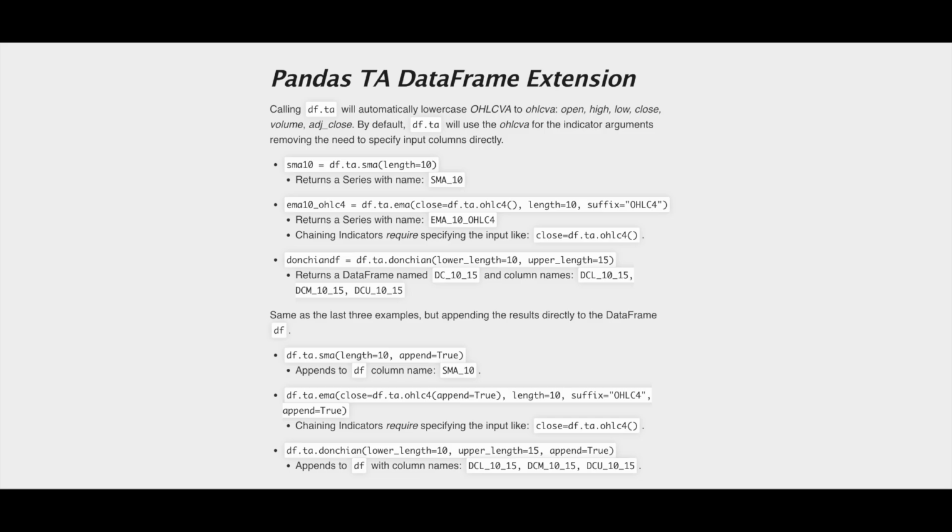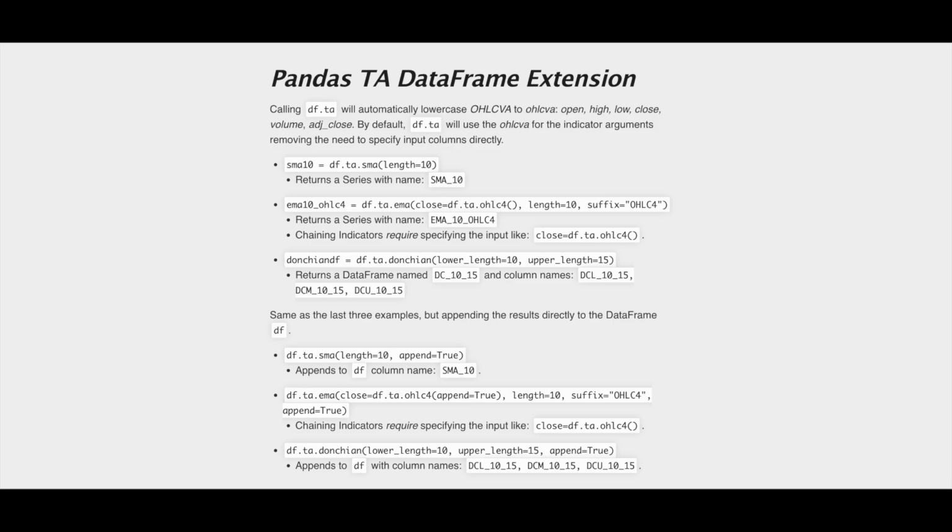We would pass the parameter length equal to 10, and the returned series will have a name uppercase SMA_10. For the EMA or exponential moving average indicator that we saw earlier for our previous style, we can now call the df.ta.ema method. We can pass the parameter close with the value df.ta.ohlc4, the length 10, and the suffix ohlc4. This will return a series with the name EMA_10_ohlc4.